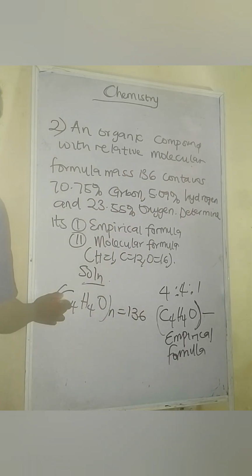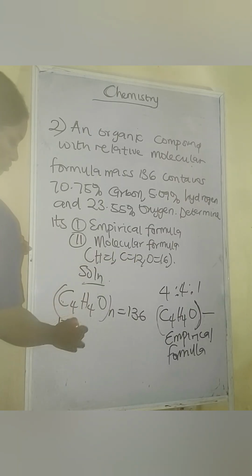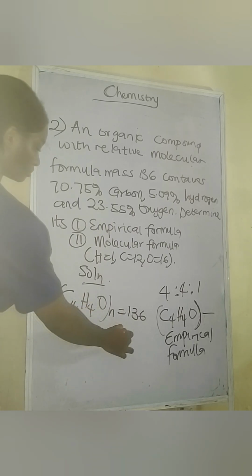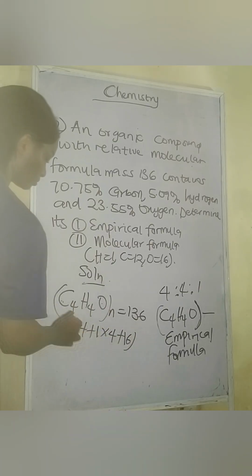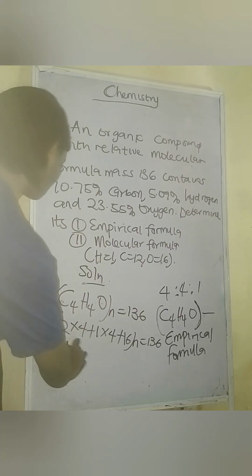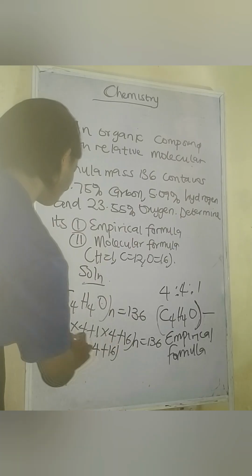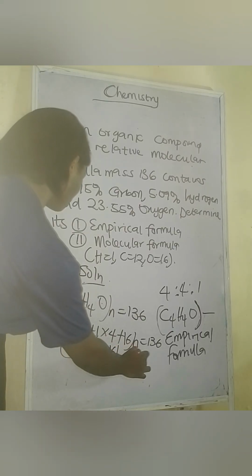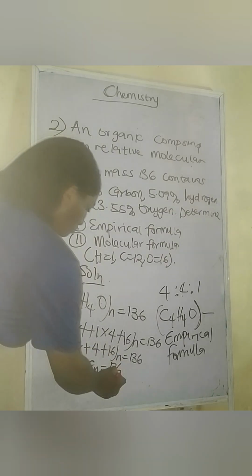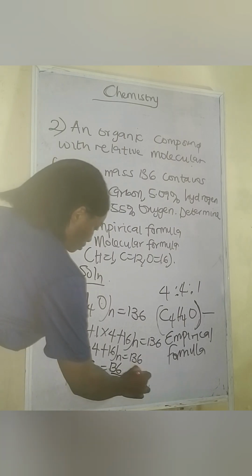So now what is our carbon? The relative atomic mass of carbon is 12. We multiply it by this 4, plus that of hydrogen is 1, we multiply it by this 4, plus that of oxygen is 16. N equals 136. So that will be 12 times 4 is 48, plus 1 times 4 is 4, plus 16 equals 68N. So our N equals 2.